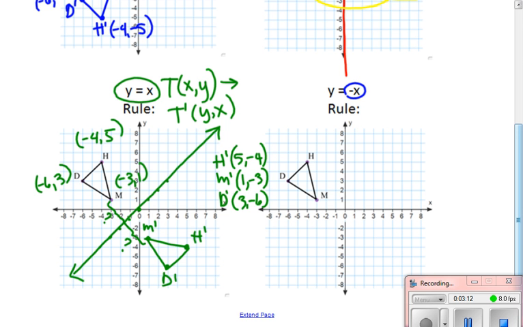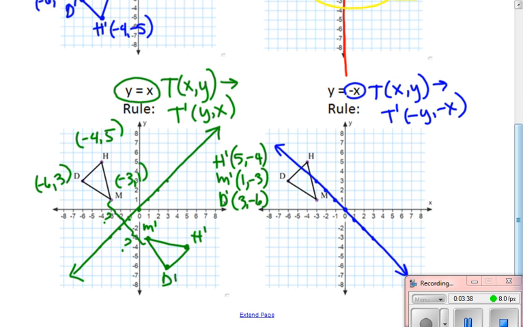Now, y equals negative x is the same slope of 1 except in the other direction line. And so my reflecting line is right here. Now the rule here is that you take your original and t prime will become the opposite of y, the opposite of x. So I'm going to flip their positions and their signs.